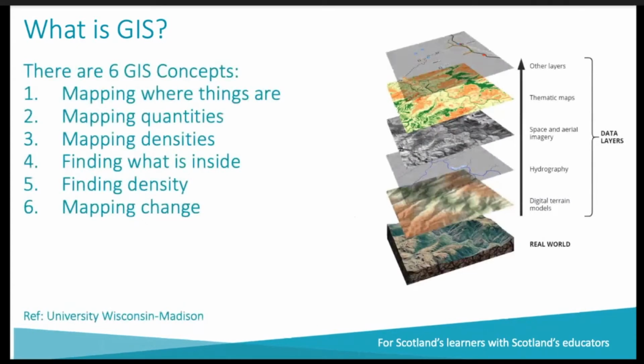So to break it down, it's basically talking about where things are, the quantity of things, the density of the location, what might be inside it, finding the density and also map and change. And I really liked Historic Environment Scotland describing GIS use as the what, where, when, why. So if we think about literacy, a map tells the story of that area.